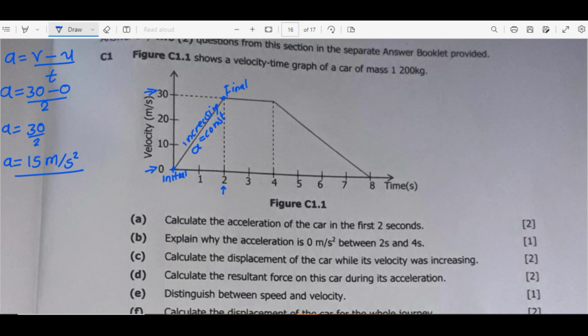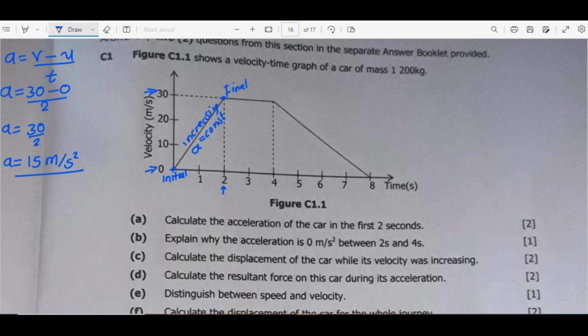This simply means that for every second, the speed was increasing by 15 meters per second. So we can say that for every 1 second, an increase in velocity of 15 meters per second is achieved. That is what acceleration is all about. It's all about the changing of velocity with time.